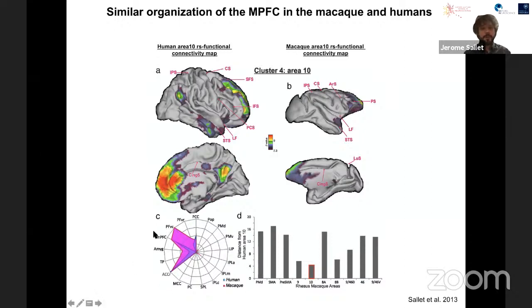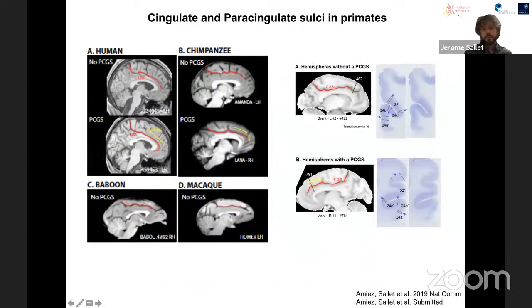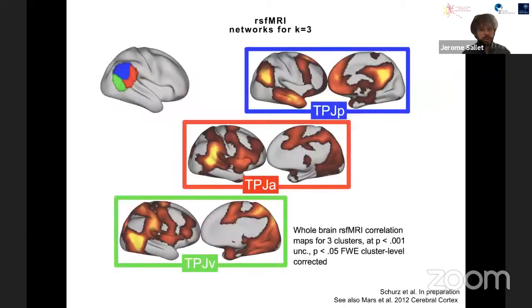Okay. I would be happy to talk to you more about the medial prefrontal cortex if you want. So if you're looking for questions to ask me at the end of the talk, here's one: ask me about the paracingulate sulcus. But for the sake of this talk, I will move on to the temporoparietal junction, which is the other key area that we investigated.